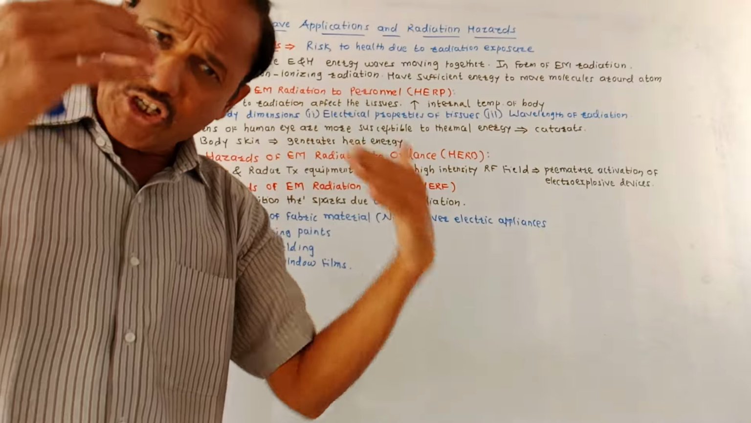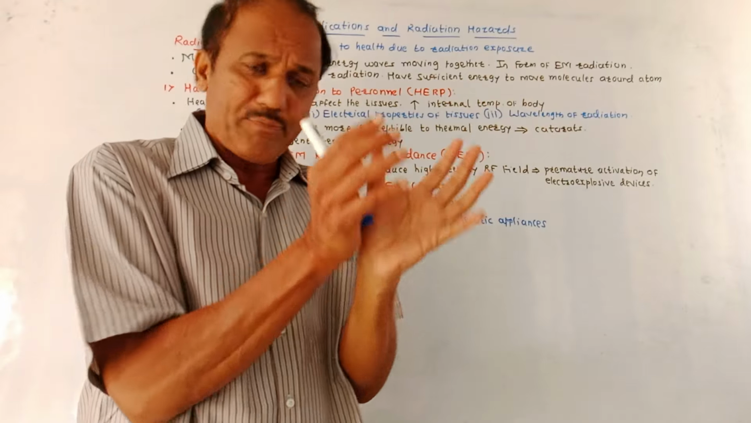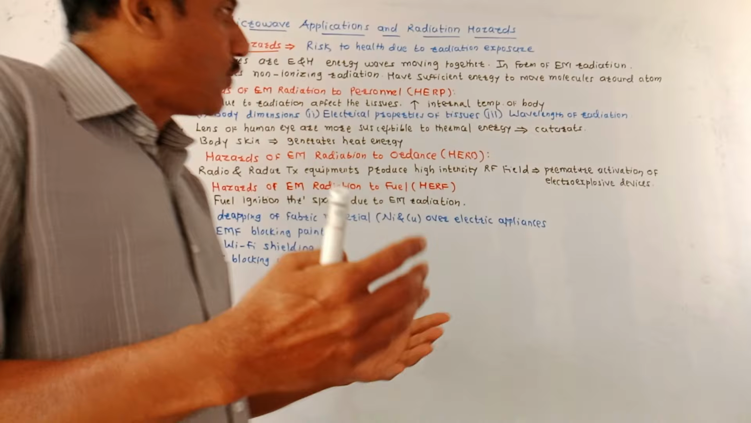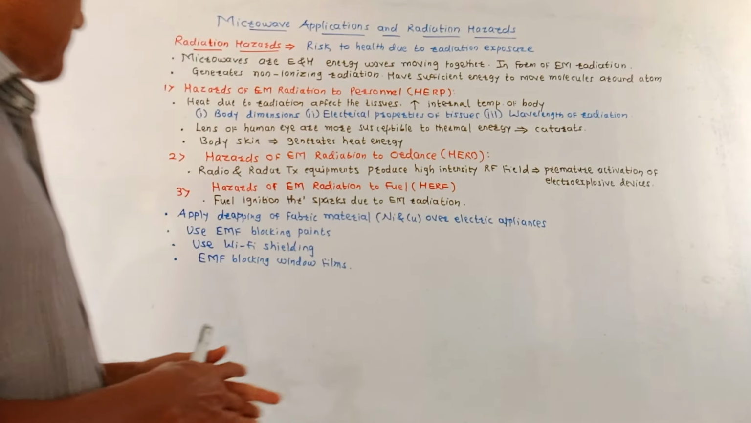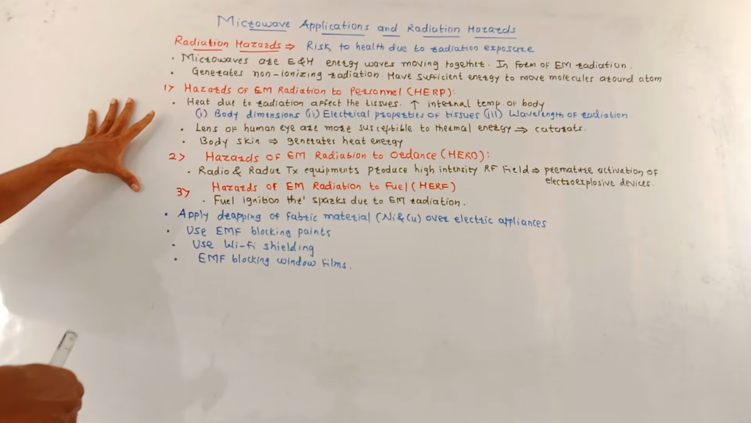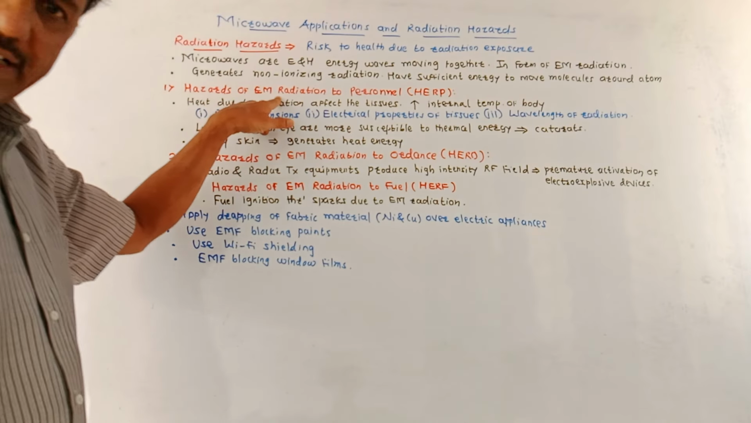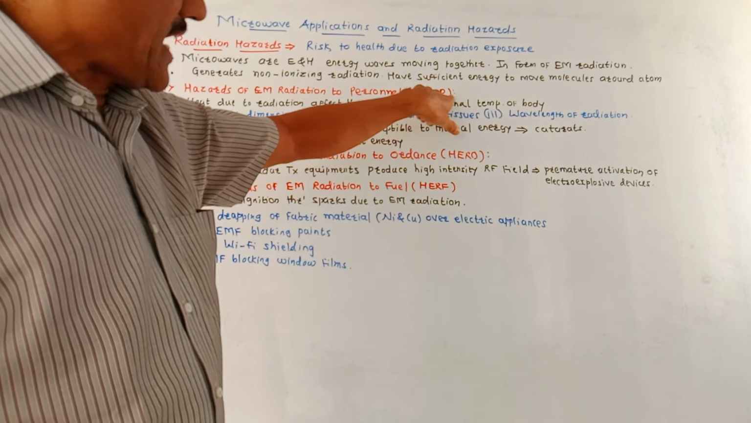It has sufficient energy to move molecules around the atoms. Because of this nature, we are using microwave energy for cooking of food, as well as in many industrial applications. Now the different types of hazards are: first is the hazards of EM, that is electromagnetic radiation, to personnel. So it is HERP.